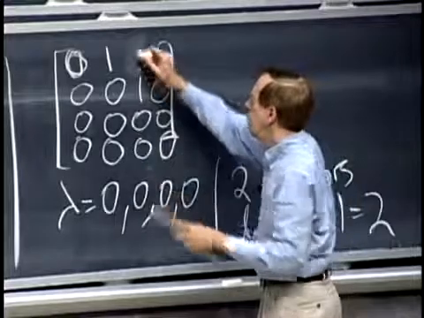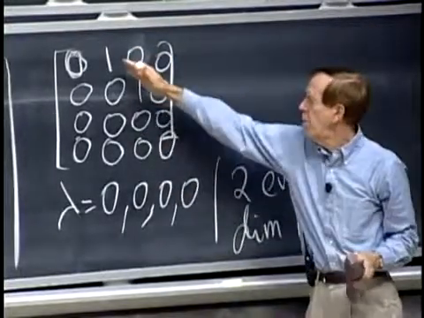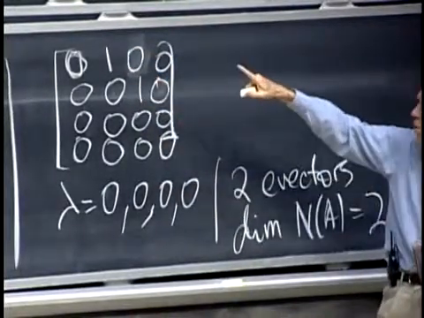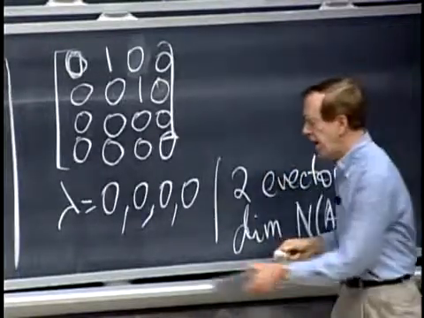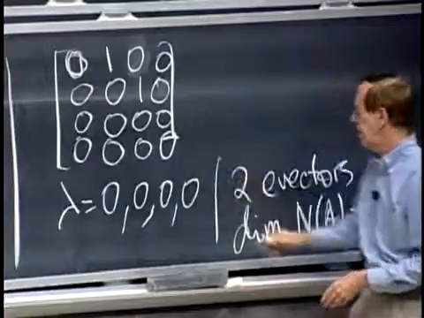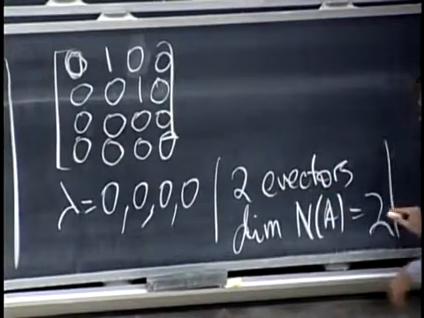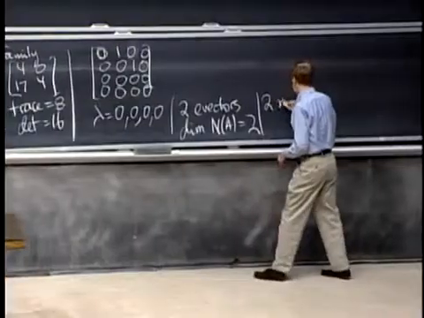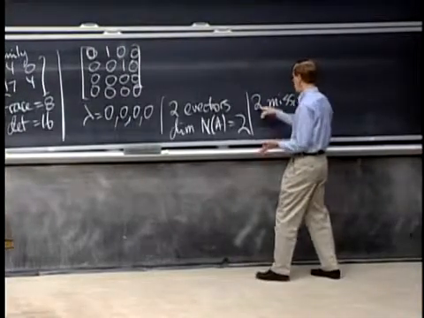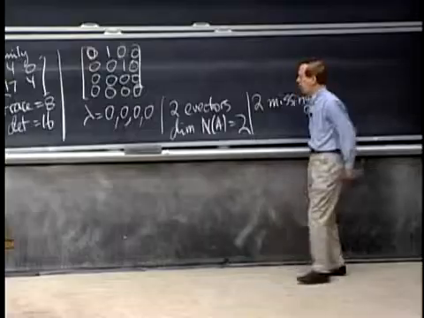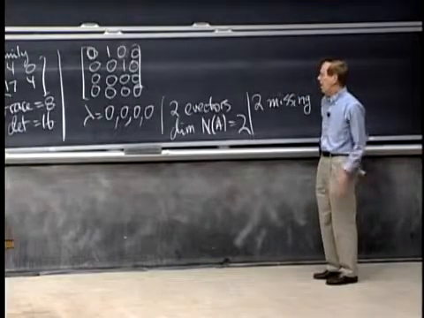Jordan picked this one. He put 1s. We have a 1 above the diagonal for every missing eigenvector. And here we're missing 2, because we've got 2 eigenvectors and 2 are missing, since it's a 4 by 4 matrix.